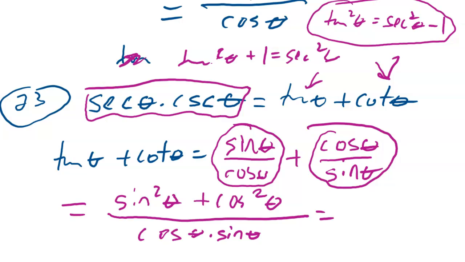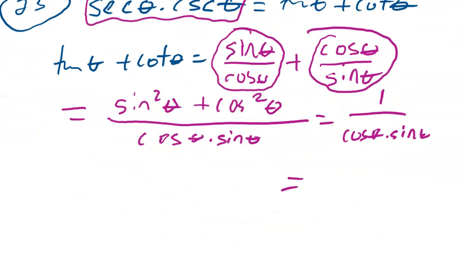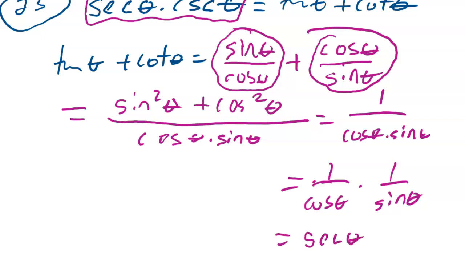The top is sine squared plus cosine squared, which is just 1. The bottom is cosine theta times sine of theta. If I want, I can write this as 2 fractions, 1 over cosine theta times 1 over sine of theta. You can verify that if you multiply the numerators and multiply the denominators. 1 over cosine theta is secant theta, and 1 over sine theta is cosecant theta. And I am done.